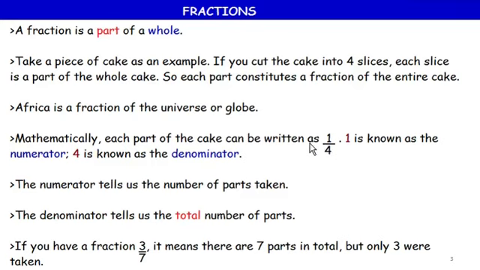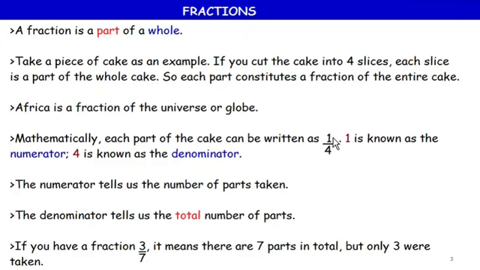Now this 1/4 means that there are 4 parts that constitute the entire cake, but the fraction that is taken is 1, or 1 part is taken, right? So we call the part that is taken the numerator. You see, we have one number up here and another number beneath. The number up is known as the numerator, while the number beneath is known as the denominator.